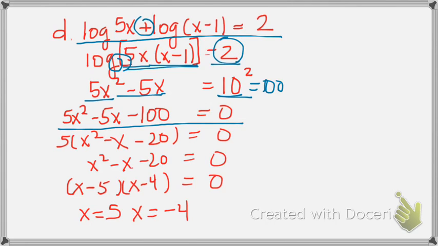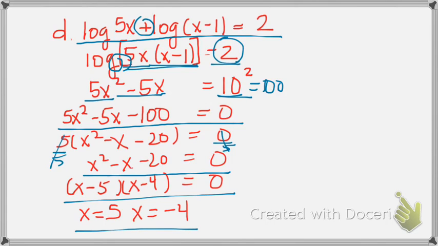I notice I have a 5 in common, and it makes life a little easier for us, so I factor out a 5. And then when I factor out a 5, I can divide each side by 5. And of course, the 5 goes away, and 0 divided by 5 is still 0, so I'm just left with x squared minus x minus 20 is equal to 0. Factoring, I get x minus 5 times x plus 4 is equal to 0. And setting them each equal to 0, I get x is equal to 5 and x is equal to negative 4.